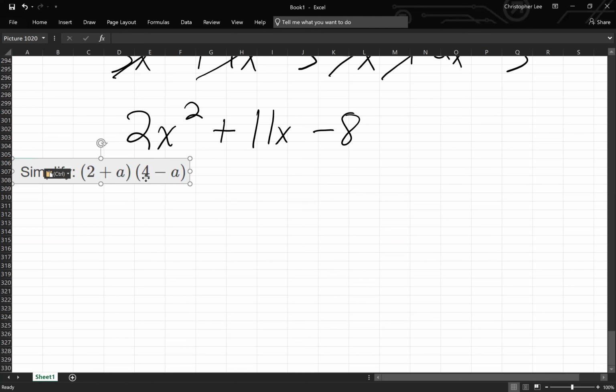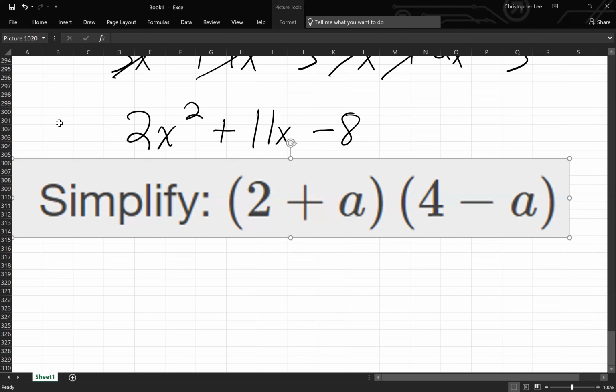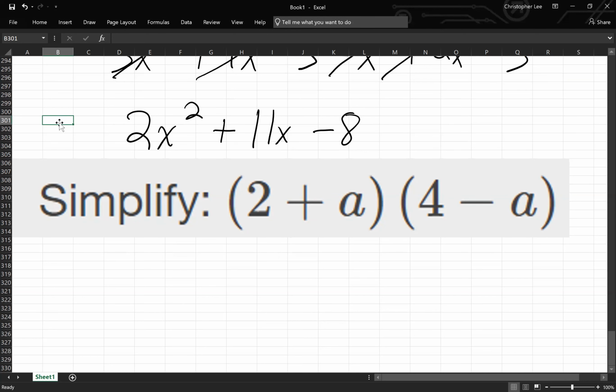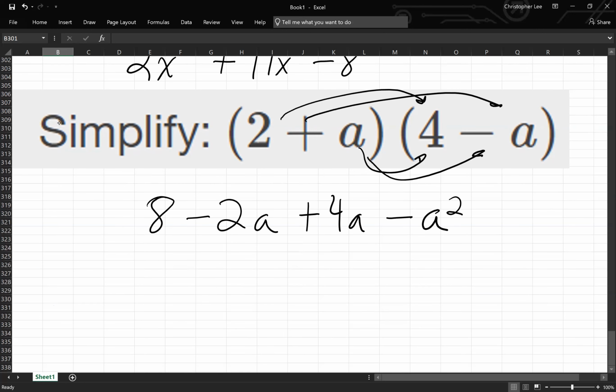All right, how do I do this again? Foil it, right? So first, outer, inner, last, right? So what's the answer? 8. 2a, very good. Plus 4a, very good. Minus a what? Squared, right? Very good. Then after that, combine like terms. So what do I have?